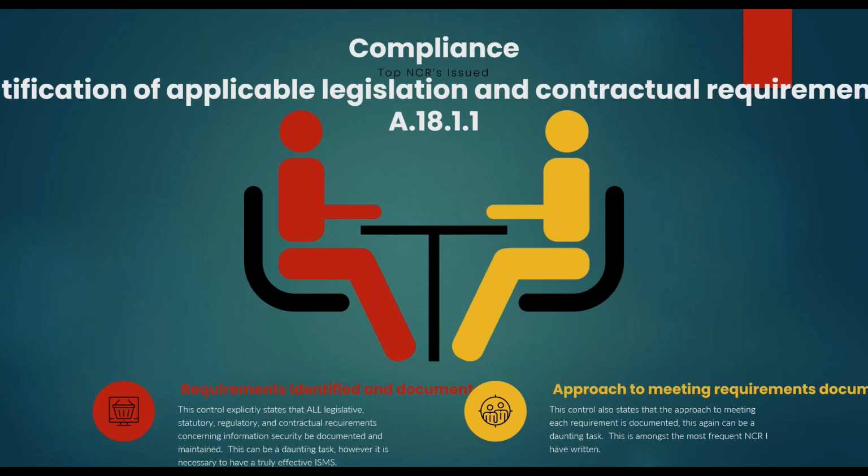And the first half of this control is making sure you know what you're subject to and what you have to comply with, and documenting those somehow. There's no prescribed way. It doesn't have to be in a spreadsheet or a database or this or that, but it does need to be documented and maintained somewhere. The other half of this control states that you must also document the approach to meeting each of those requirements.